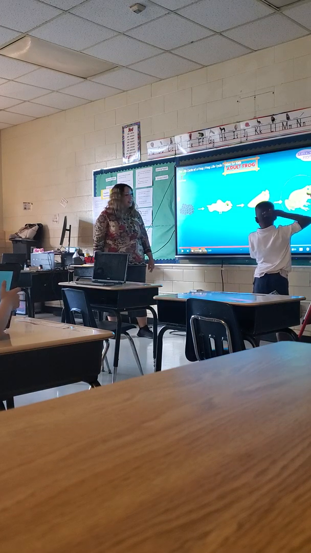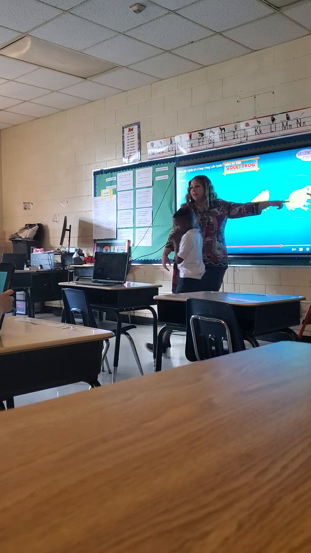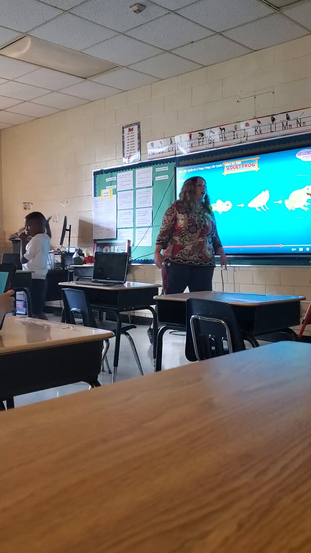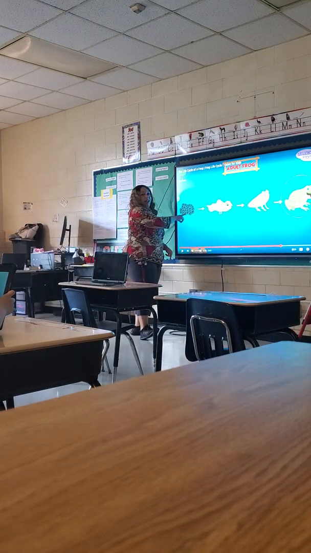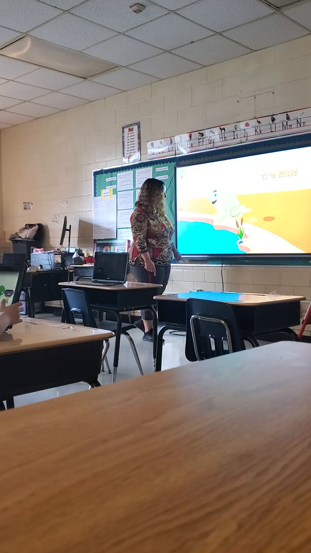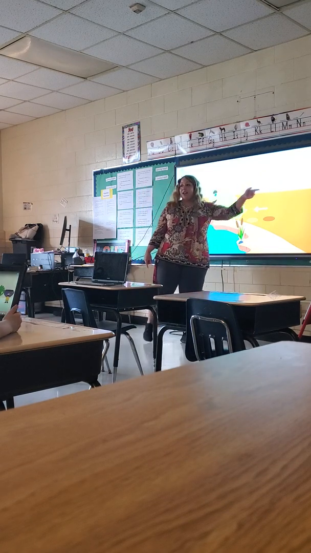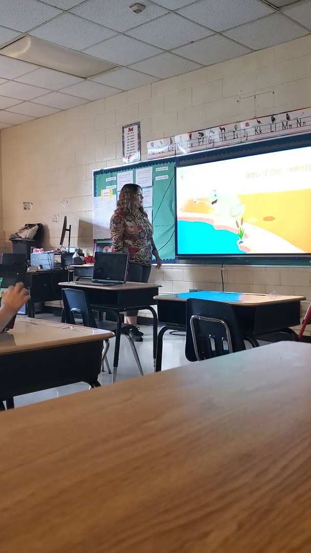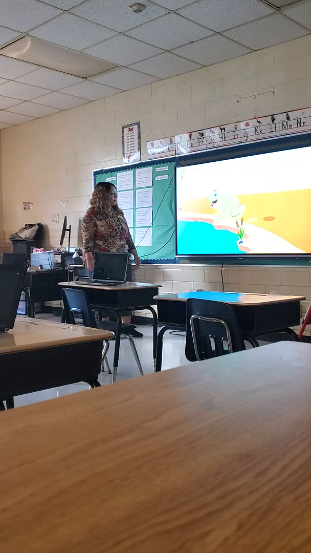Stage 4, adult frog. The stage 4 is what? What is this? A frog. Good job. So it starts with an egg to a tadpole to a froglet, and now it's an adult frog. And it starts to eat insects and small animals.